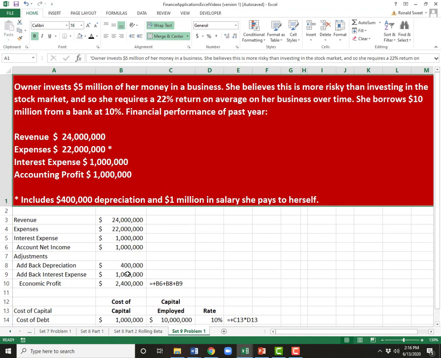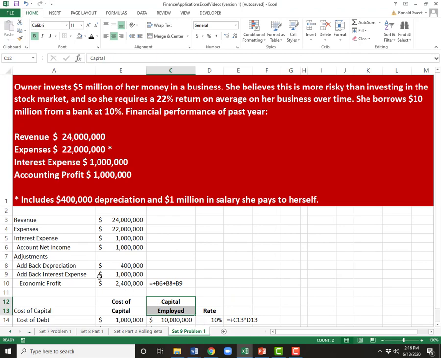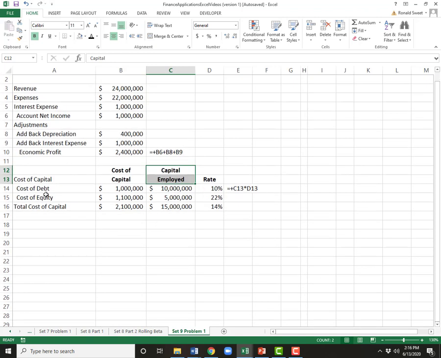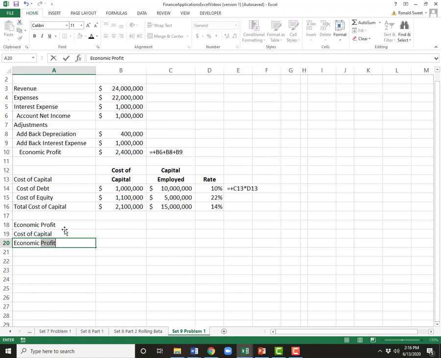That's paying her for her time. And now we're going to see if she's going to get compensated for her capital employed. All right, so we have the economic profit, and we have the cost of capital. So for EVA, we just take economic profit and subtract cost of capital, and that gets us our economic value added.